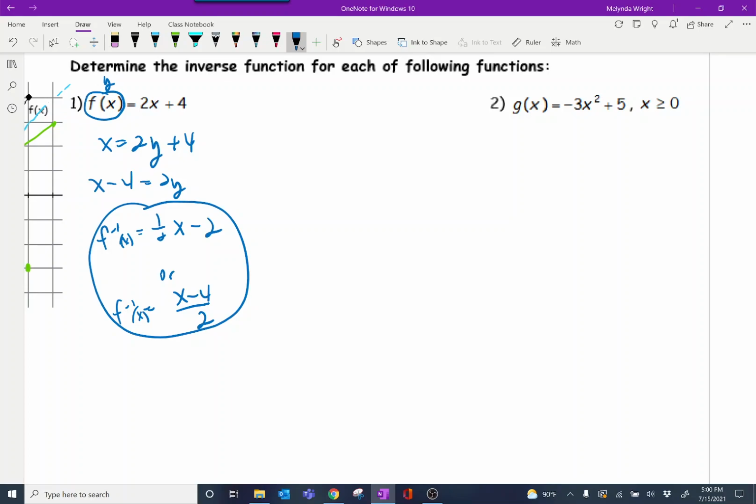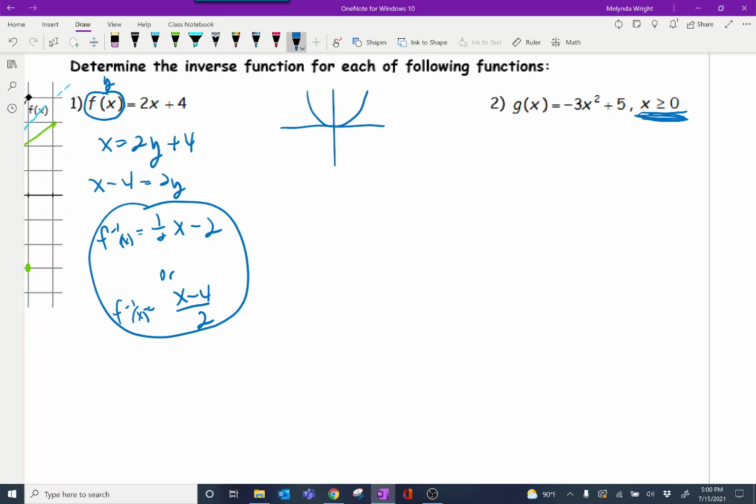Okay, now let's do our other one, number 2. Notice that they have a domain restriction. This is a parabola. Let's think about parabolas in general. Parabolas are not one-to-one functions, so as I was talking a little bit ago, if a function is not one-to-one, we can force it to be one-to-one by restricting the domain. And so basically that's what they've done here, is they've restricted the domain.